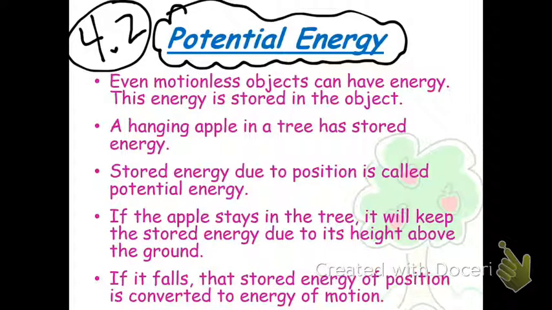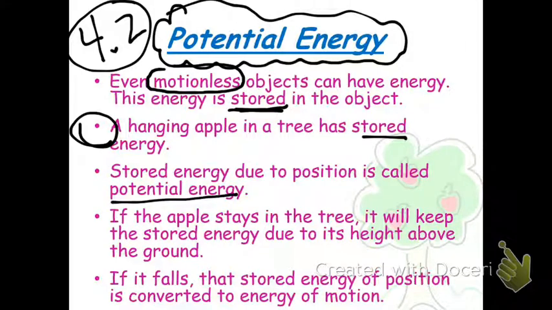And so potential energy is what objects that are not moving, so motionless objects, can have. This is energy that's stored, that some objects store. So the example I have here is an apple hanging in a tree has stored energy. Basically that stored energy is called potential energy. The energy it gets is from the height above the ground. And then of course if the apple falls, it converts that energy into energy of motion, basically your kinetic energy.